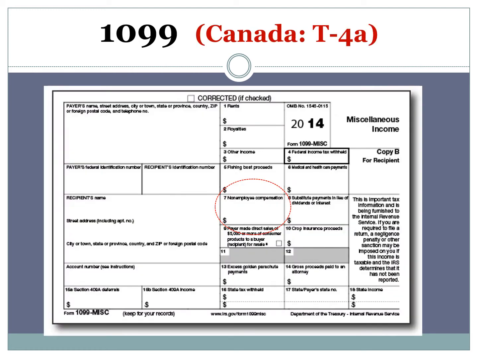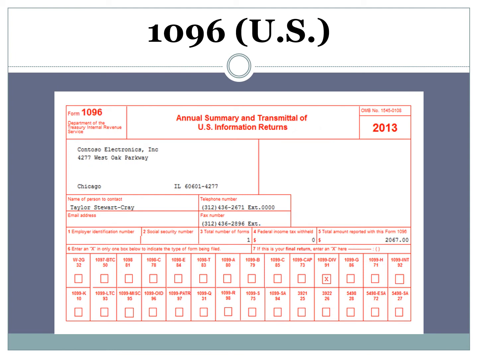In both countries, when lodges employ contractors, and subject to the guidelines, they must issue annual compensation reports to said contractors. In the U.S., it's the Form 1099. In Canada, it's the Form T4A. In the U.S., the IRS requires an annual summary and transmittal of all U.S. 1099 tax forms. This is made on Form 1096.